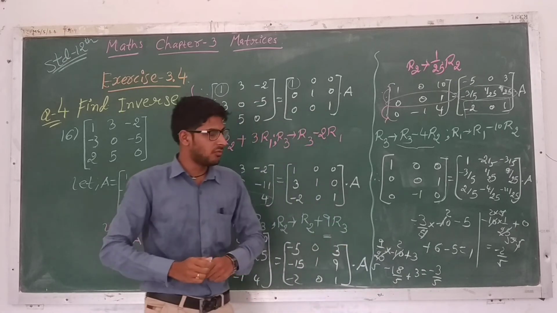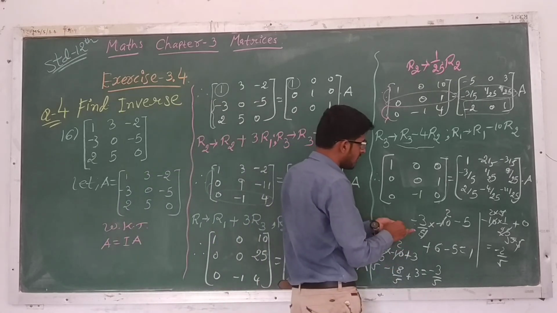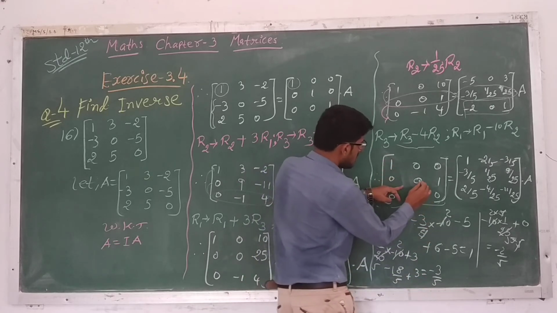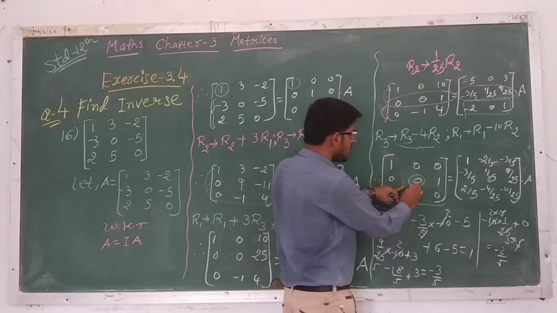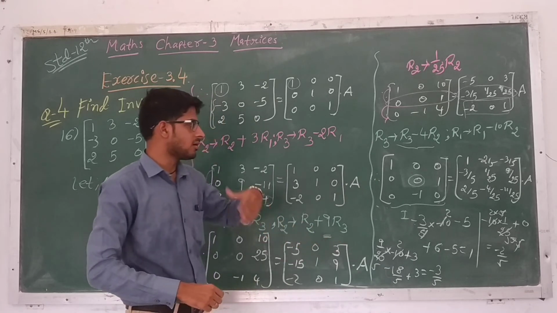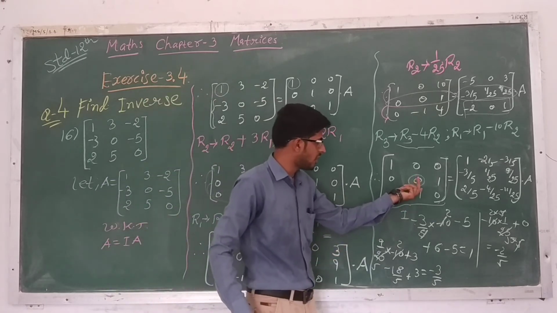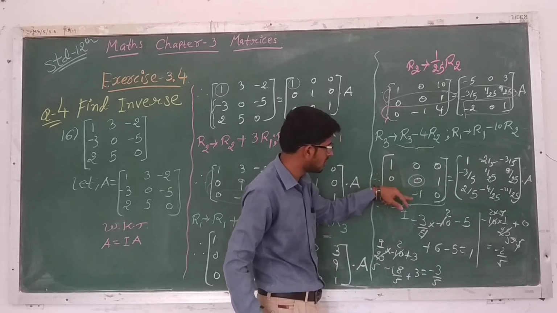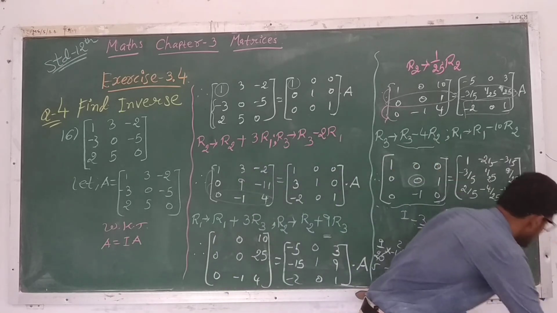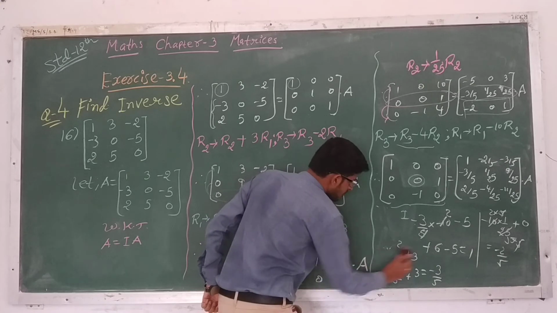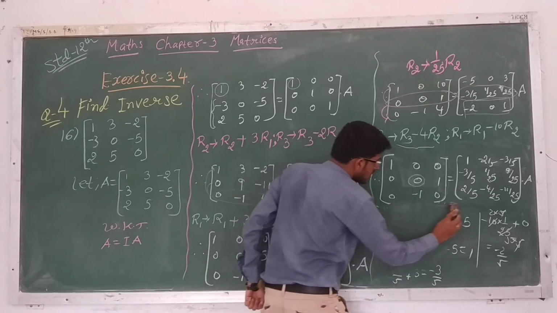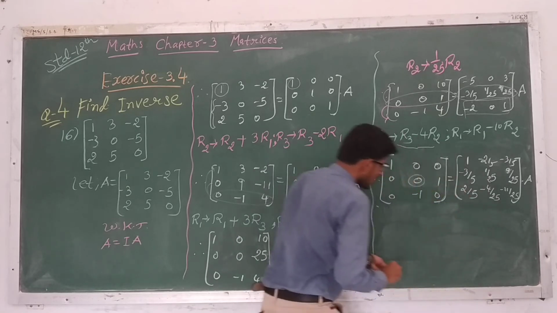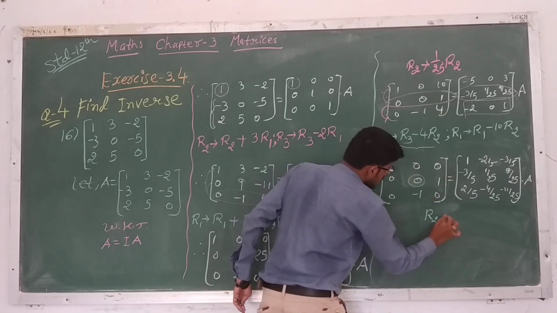But what is our goal? We have to make the left hand side an identity matrix. But here the a22 element is 0, and we have to make the a22 element 1. So we have to simply interchange the second and third row. So the second row will be 1. So what is our next goal? Simply we have to interchange the second and third row. So write down R2 to R3.